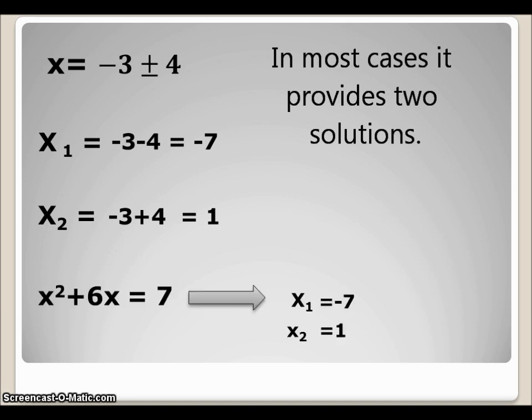So now to summarize, the equation x squared plus 6x equals 7 has two roots. x1 equals negative 7 and x2 equals 1.